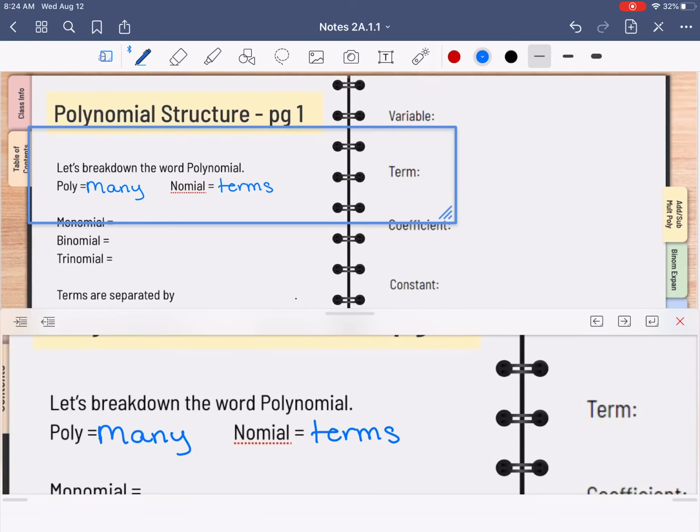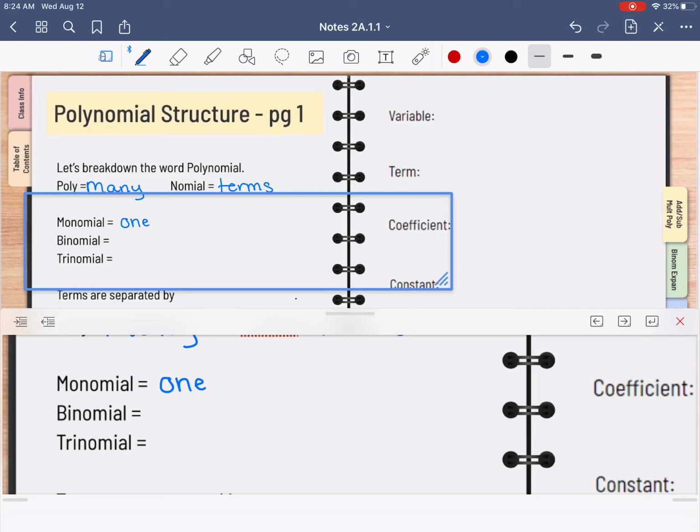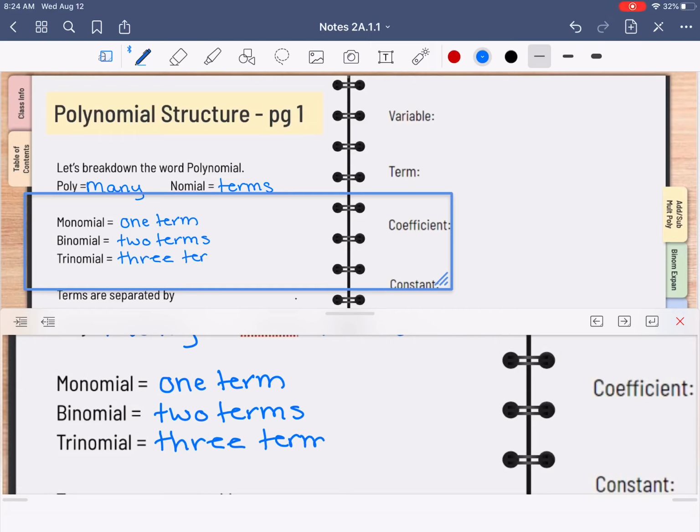And then there are some special names for polynomials. If you are a monomial, that just means you have one term. Again, there's a little blue line there. You'll just erase that line and type it. Binomial means you have two terms, and trinomial means three terms. Anything more, we just say a 4-term polynomial or a 7-term polynomial or a 12-term polynomial, whatever it might be. But those are the ones that have special names.